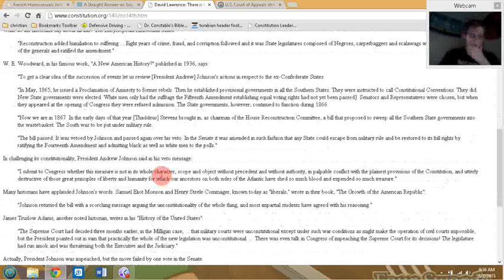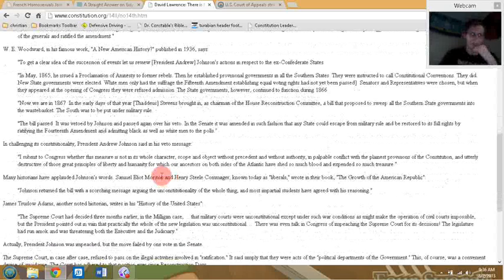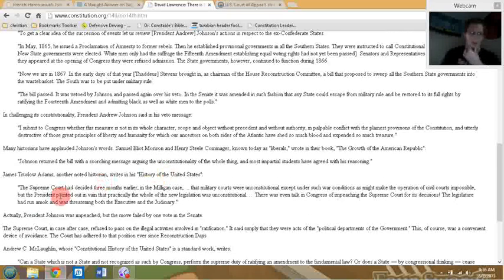In challenging its constitutionality, President Andrew Johnson said in his veto message, I submit to Congress whether this measure is not in its whole character, scope, and object without precedent, without authority, in palpable conflict with the plainest provisions of the Constitution, and utterly destructive of those great principles of liberty and humanity for which our ancestors on both sides of the Atlantic have shed so much blood and expended so much treasure.